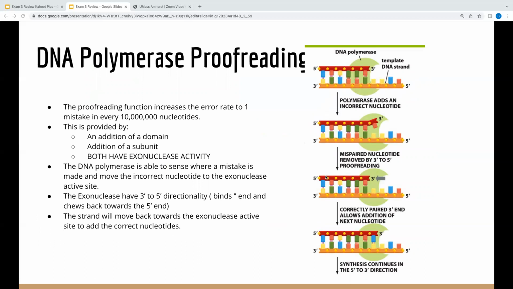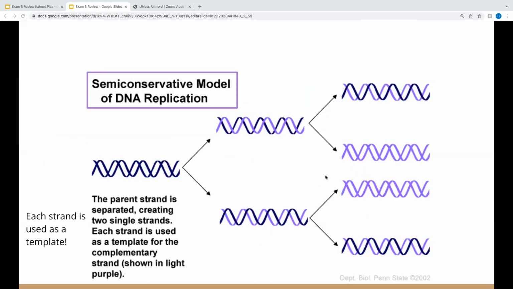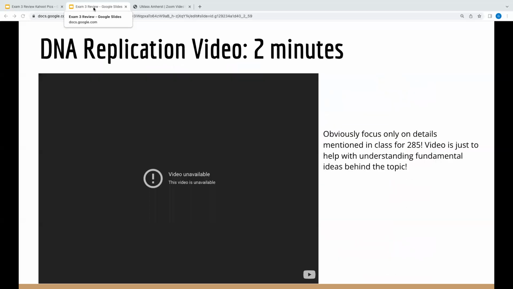DNA polymerase proofreading. Oh, whoops. Did I skip ahead? Should I like? This is where you are. What's that? Next slide. I don't know why proofreading comes before DNA replication. I don't know. Just skip it. Okay, I'm going to skip through that.